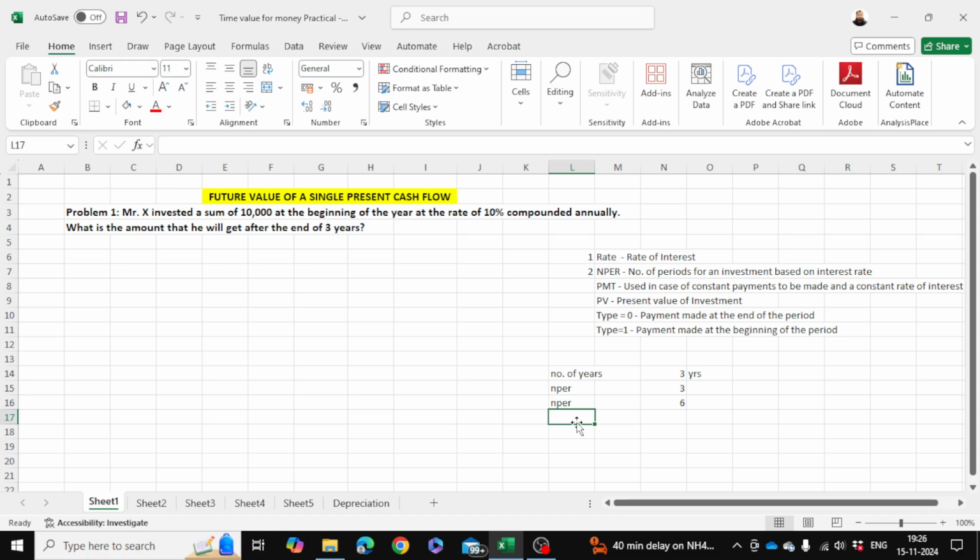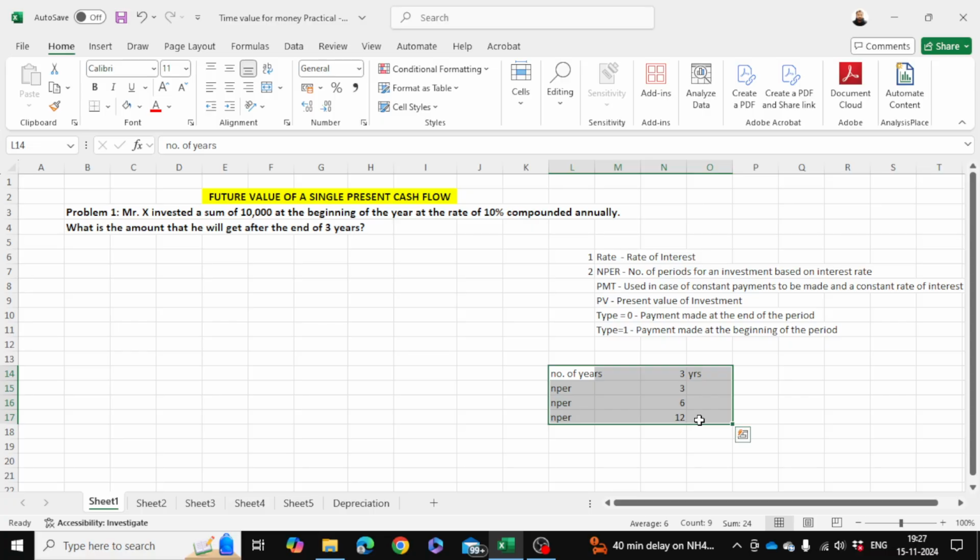Similarly, for quarterly mode, N period equals the number of years multiplied by 4, so it will be 12 quarters in 3 years. N period will be the effective period for which you are going to calculate. Similarly, the rate of interest will be divided by the same number. In half yearly, the rate of interest will be half. If it is 10%, it will become 10 divided by 2, that is 5% for a half year. So let's start with the problem now.